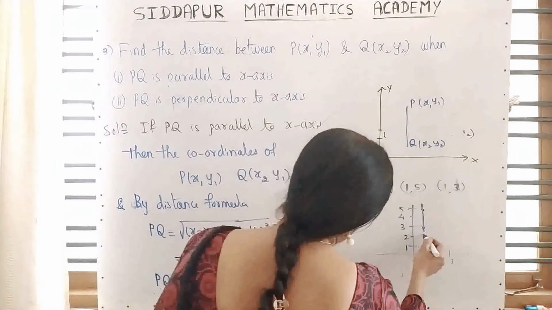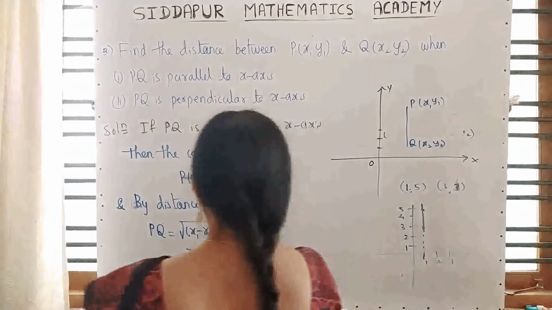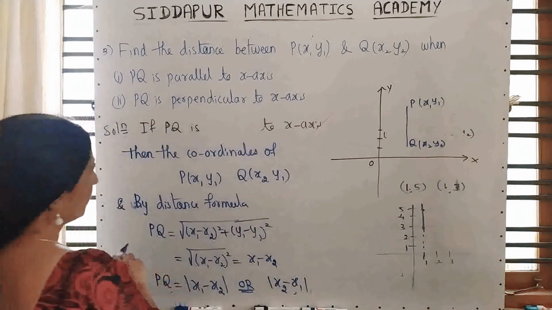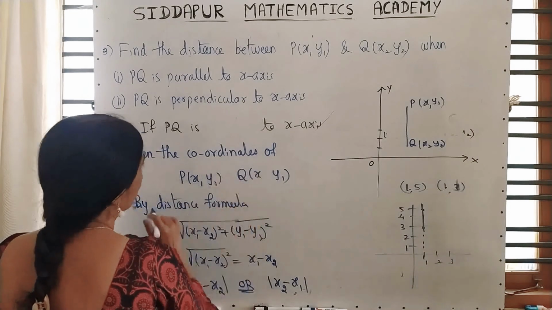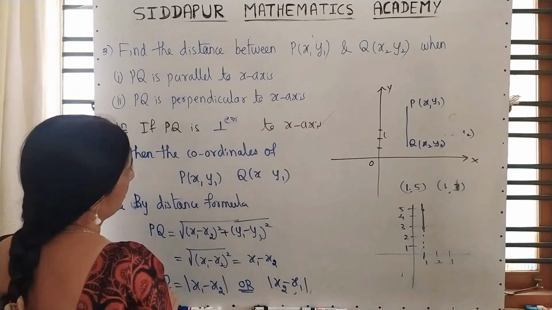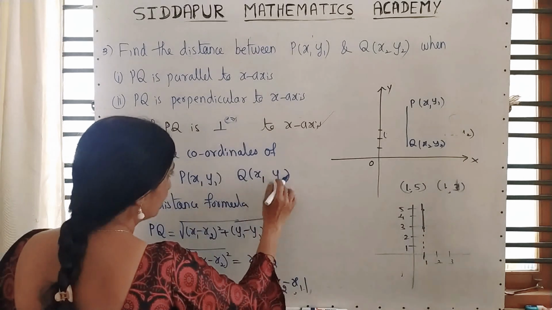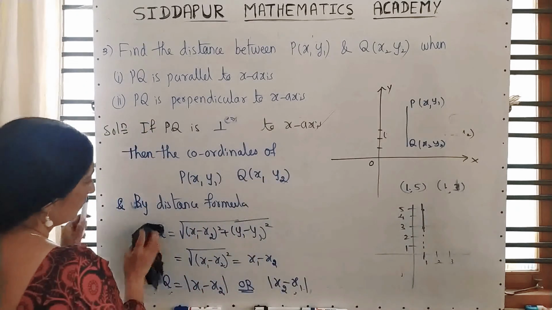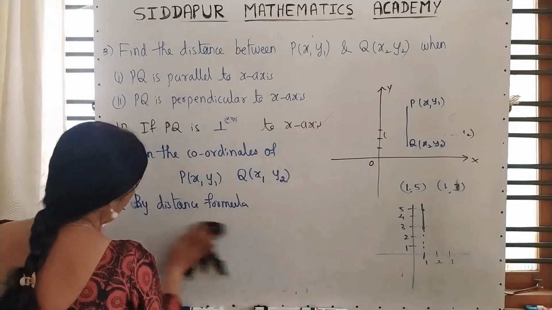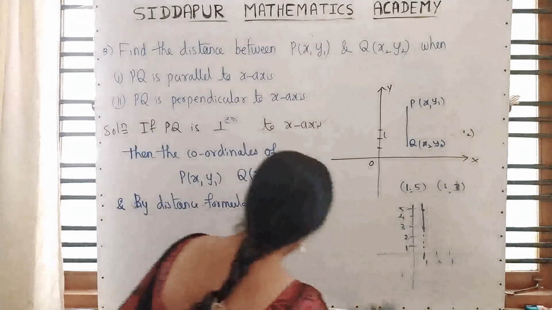If you continue, perpendicular to x-axis. At that time, x coordinates are same. PQ is perpendicular to x-axis. Then the coordinates are, first write down, perpendicular to x-axis. That means their x coordinates are same. That's why I explain with the help of example. Just calculate this distance.